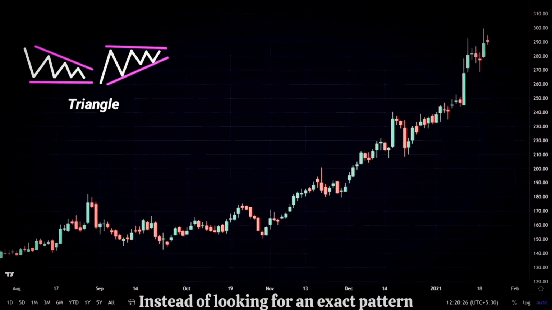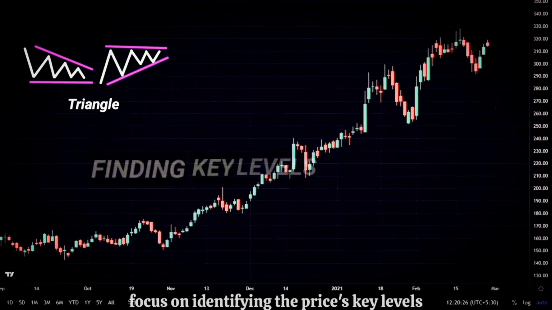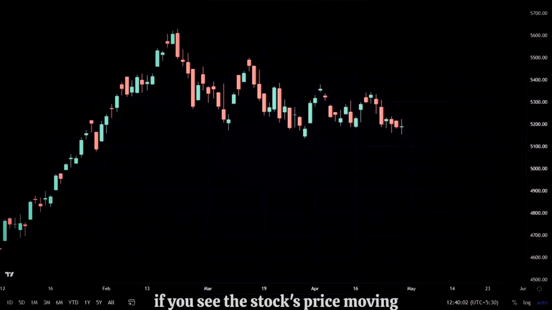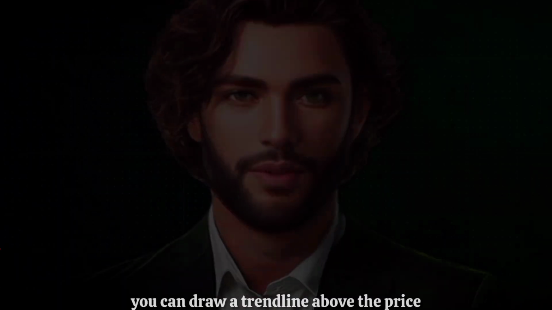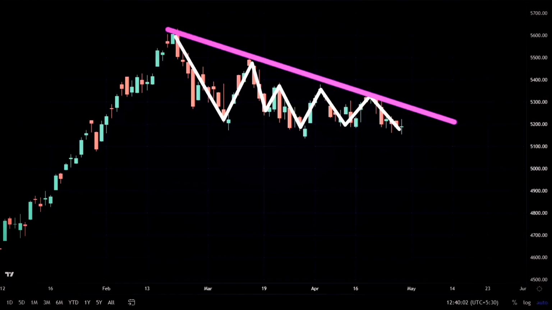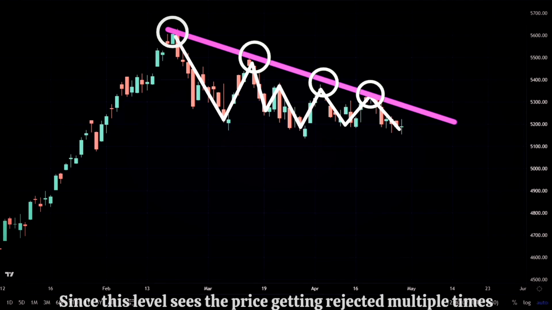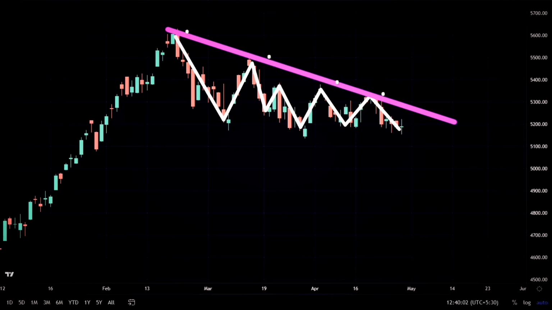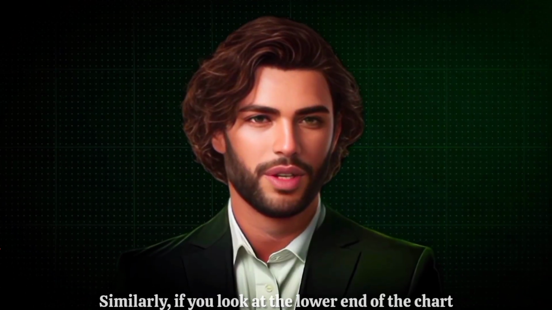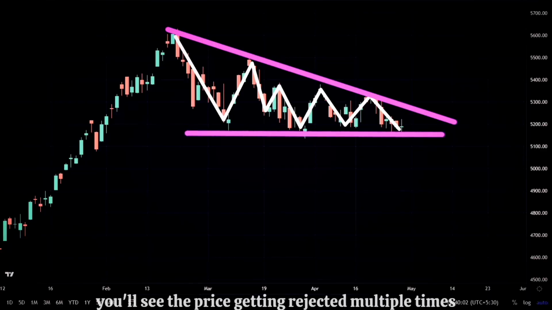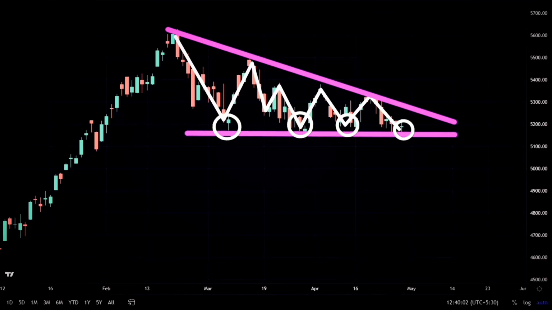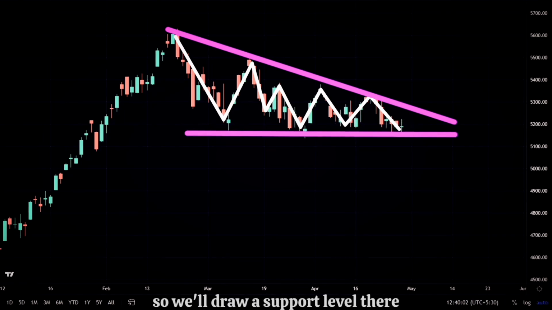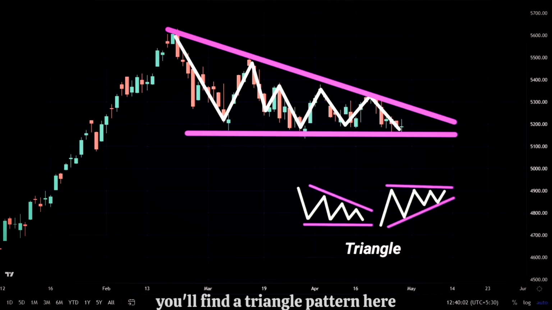Instead of looking for an exact pattern, focus on identifying the price's key levels. For example, if you see the stock's price moving while making lower highs, you can draw a trend line above the price. Since this level sees the price getting rejected multiple times and moving downwards, it is a key price level. Similarly, if you look at the lower end of the chart, you'll see the price getting rejected multiple times and moving upwards, so we'll draw a support level there. If you look carefully, you'll find a triangle pattern here.